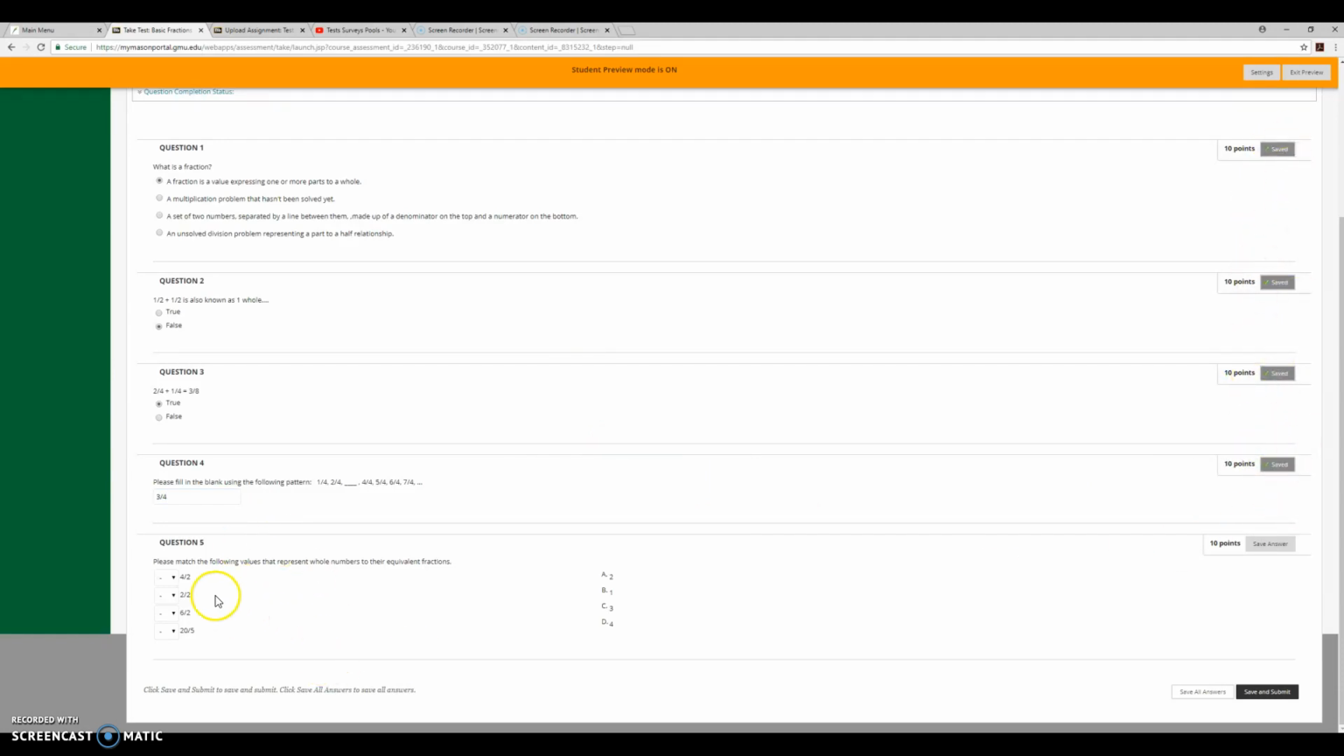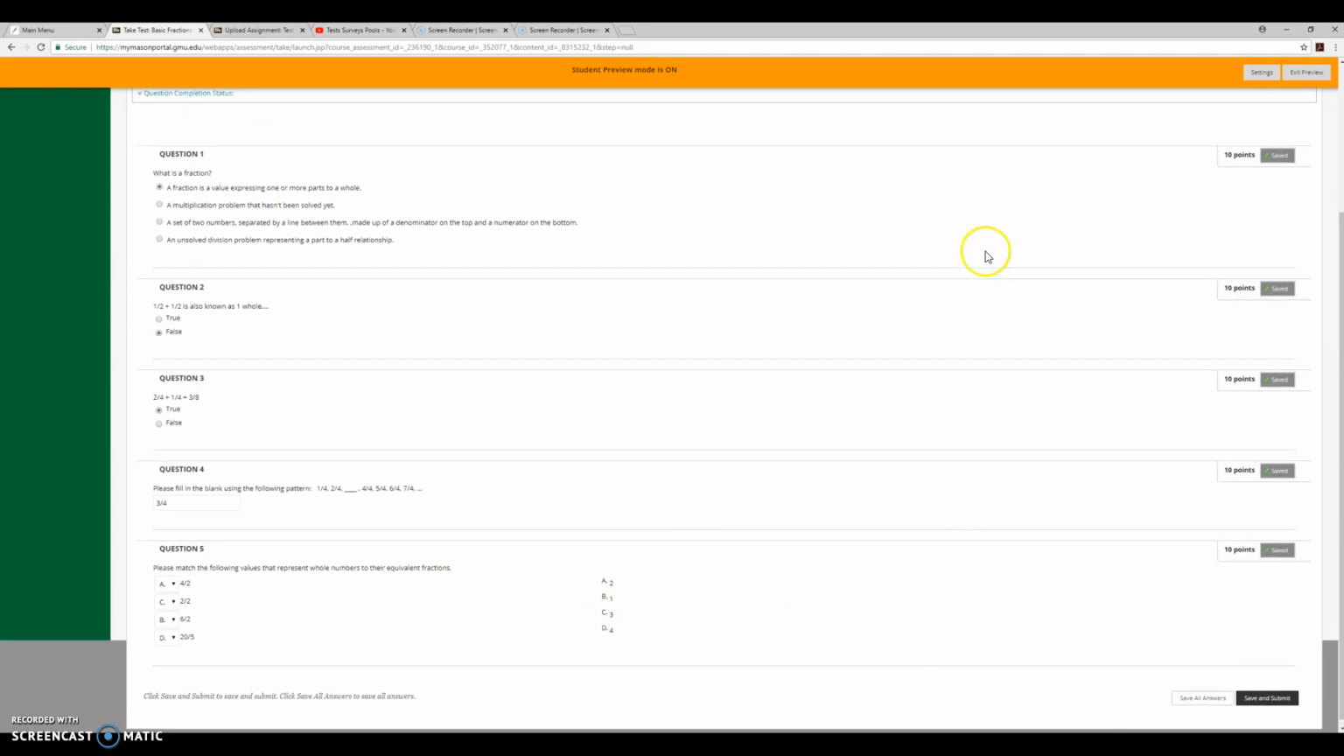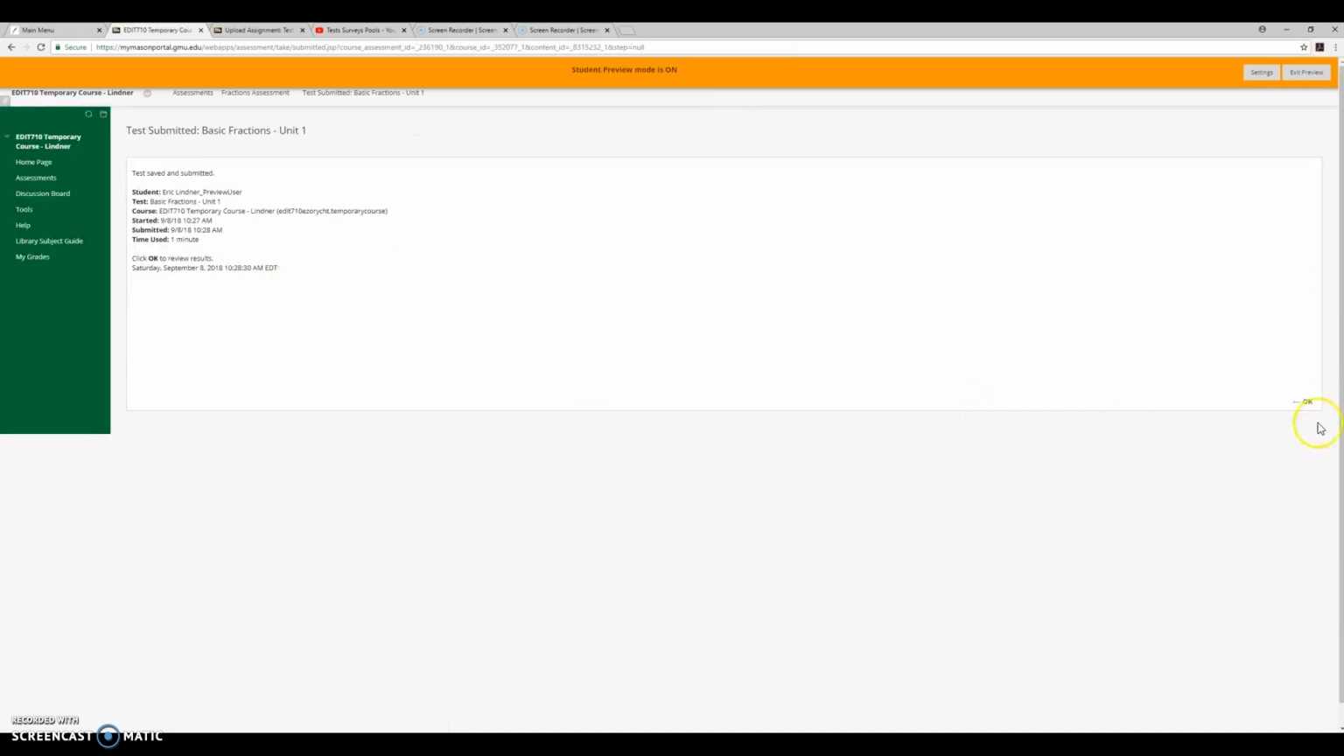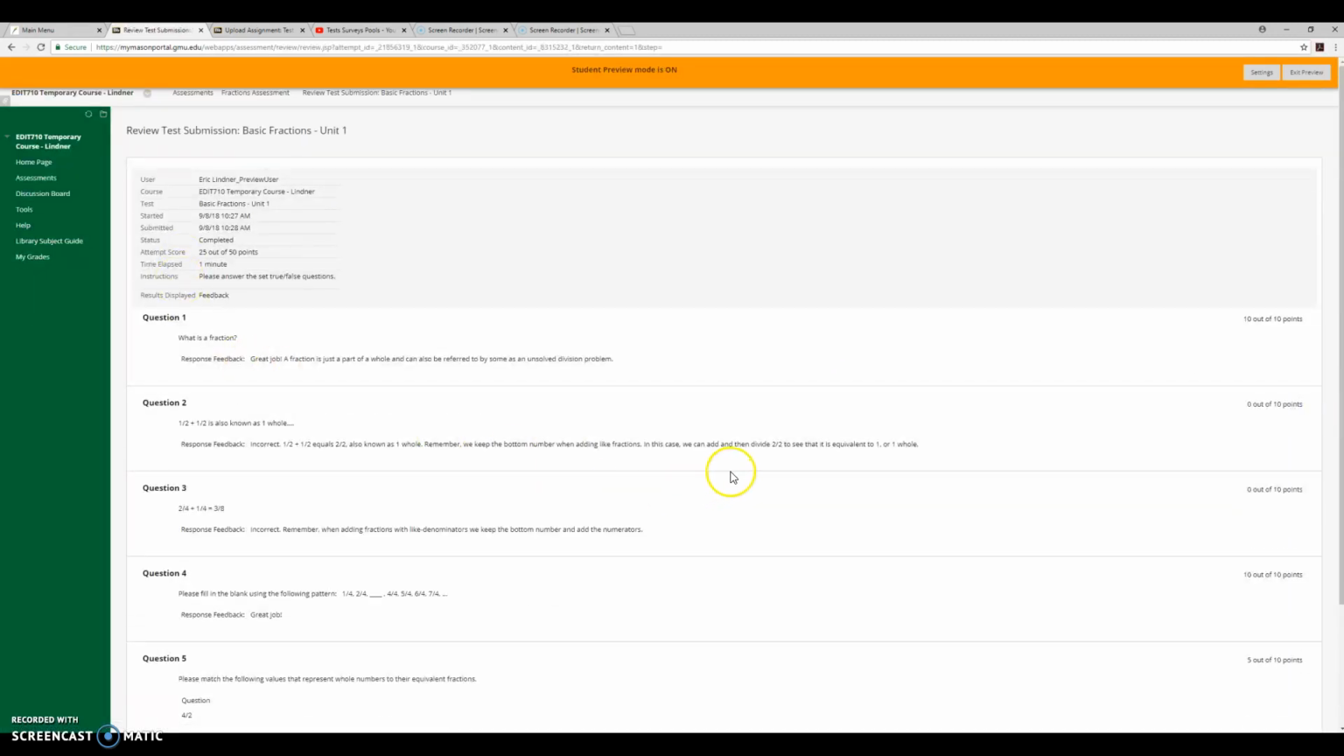I like that. For question 5, I did a matching, where they're supposed to match the improper fractions with their whole number equivalents. So I'm going to go ahead and obviously get some of these wrong. I'm just going to throw these down here. Let's see. And yeah, so that concludes the 5 questions. I'm going to hit save and submit, where I will be able to see my feedback.